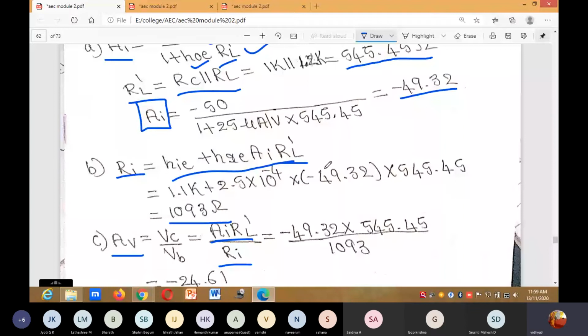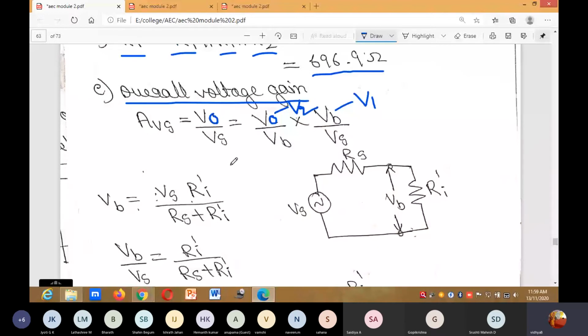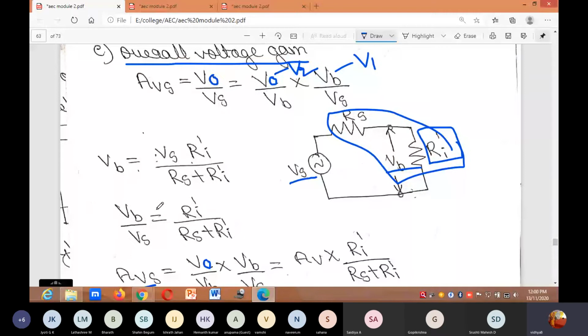So AVS is equal to V0 divided by VB into VB divided by Vs. VB, from this figure, what can we write? VB is the source voltage Vs across the load, which is Ri dash, so Ri dash divided by the overall resistance, Rs plus Ri dash. So VB divided by Vs is equal to Ri dash divided by Rs plus Ri dash.